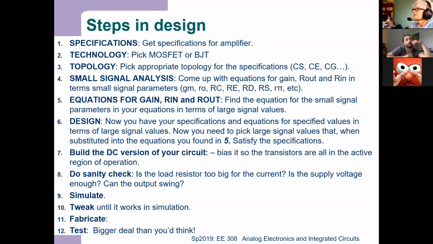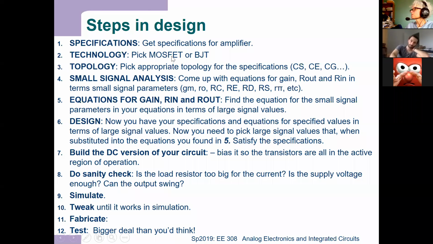That might be you need to have a gain of 1200 or minus 1200, or it might be, oh gee, I need to connect these two circuits together. This circuit needs to have an R in of a certain amount. Maybe it's the output of the entire op amp, so maybe your boss will come to you and say, I need an R out less than 100, something like that. Now you have your specifications.